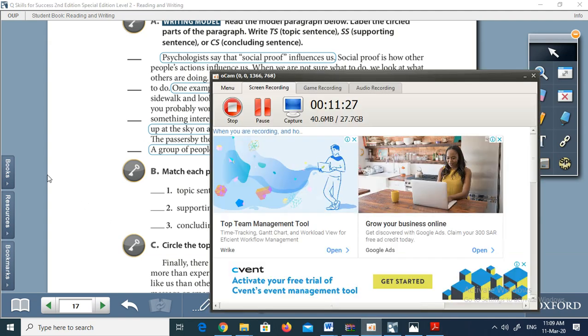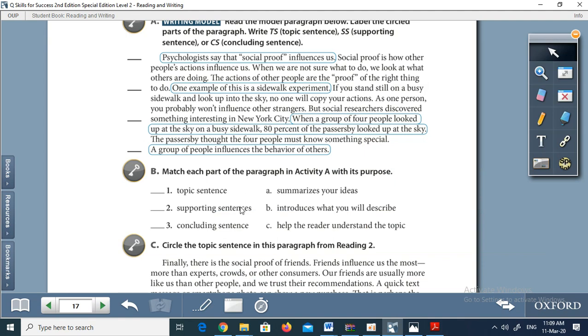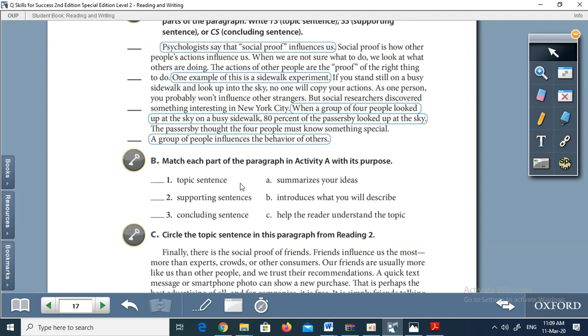And for the rest of the activities that you can do, for example, match each part of the paragraph in activity A with its purpose. So this, for example, topic sentence, you go here, topic sentence, and this you need to choose here. You can now open up the books and do these activities yourself, right?